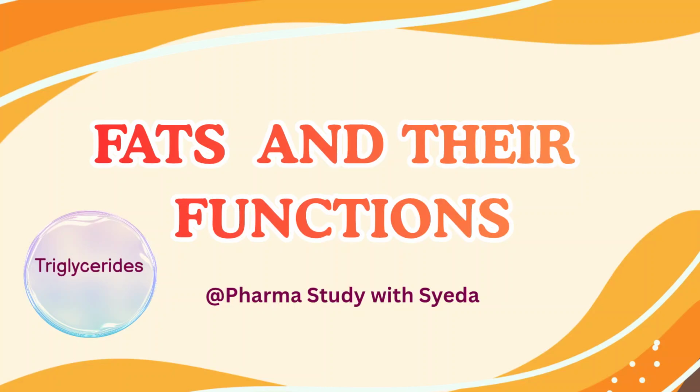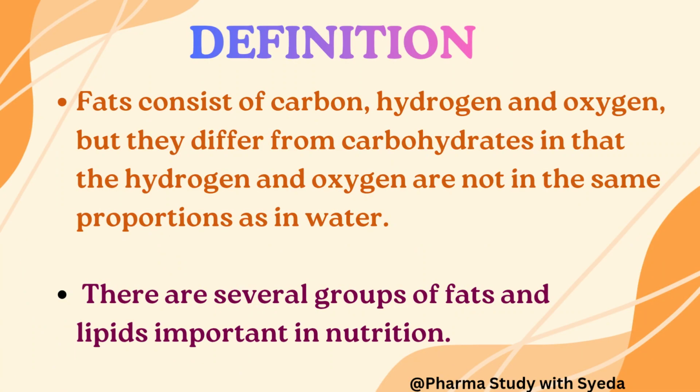Let's understand fats and their functions in our body. Fats consist of carbon, hydrogen and oxygen, but they differ from carbohydrates in that the hydrogen and oxygen are not in the same proportions as in water. There are several groups of fats and lipids important in nutrition.